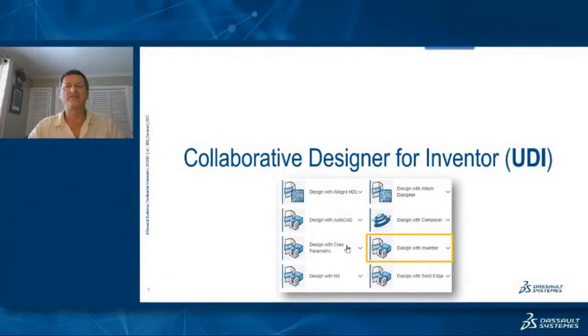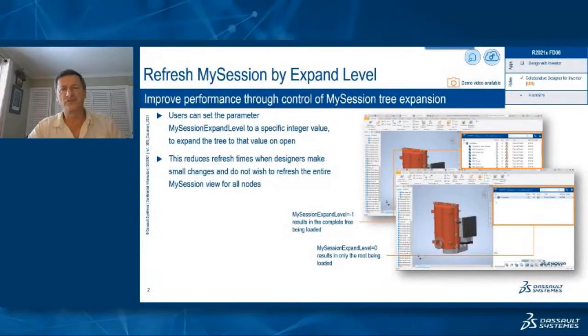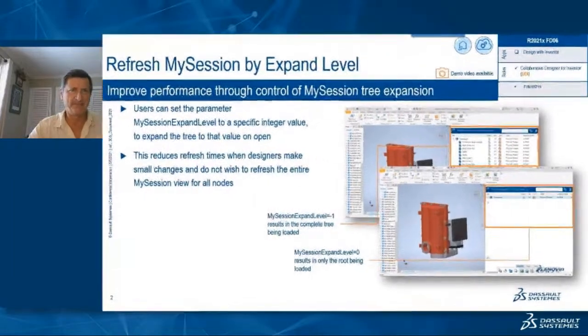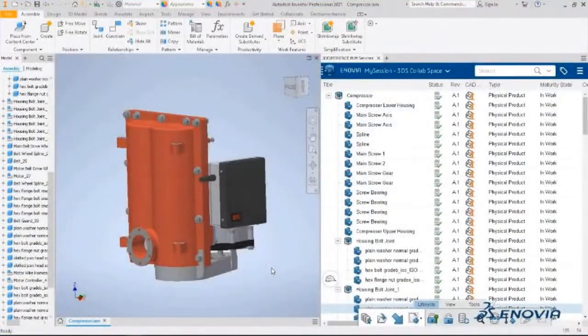For the Collaborative Designer for Inventor, we now have the ability to control the expansion level on refresh of the My Session window. Users can set a parameter, My Session expand level, to a specific integer value to expand and control it regardless of what is in the tree on each refresh cycle. This reduces the time to refresh the tree when you're working with large assemblies. Let's take a closer look at this enhancement.